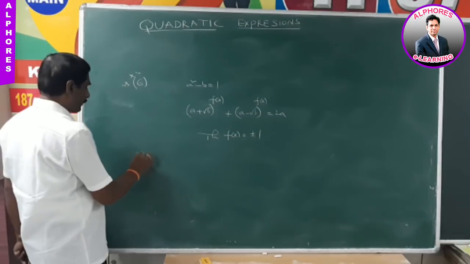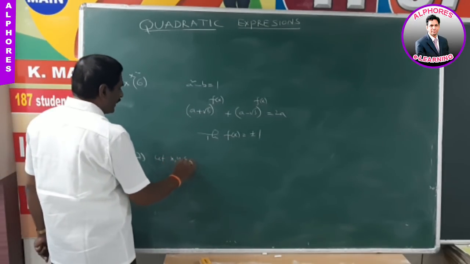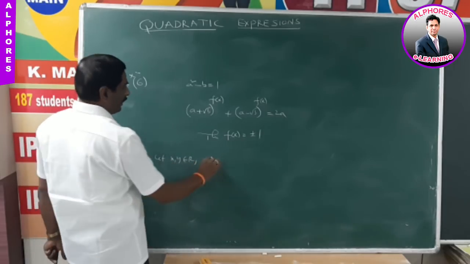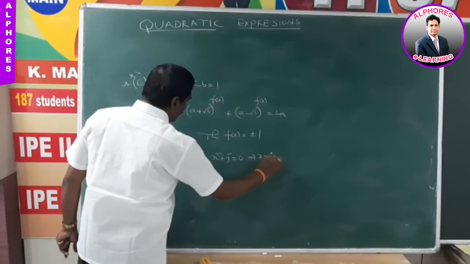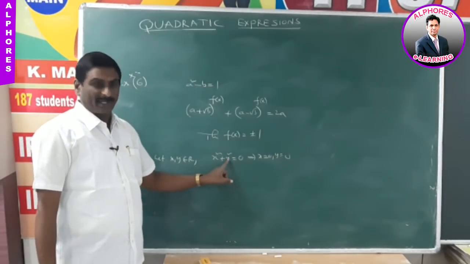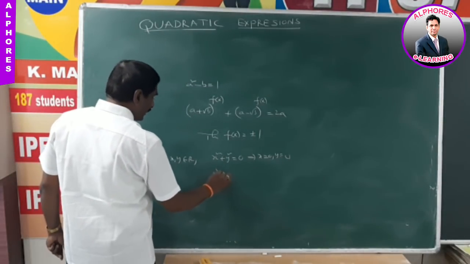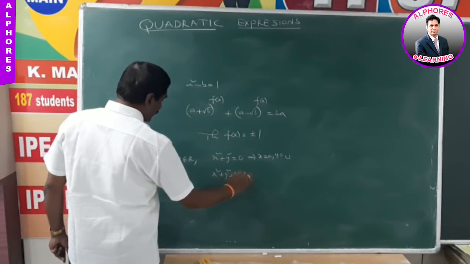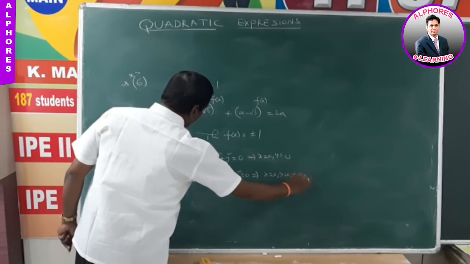Next, let x, y be any two real numbers and x² + y² = 0, then definitely x = 0 and y = 0. The square of a real number is always non-negative. It is 0 only when x = 0 and y = 0. Similarly, if x, y, z are three real numbers such that x² + y² + z² = 0, then x = 0, y = 0, z = 0.